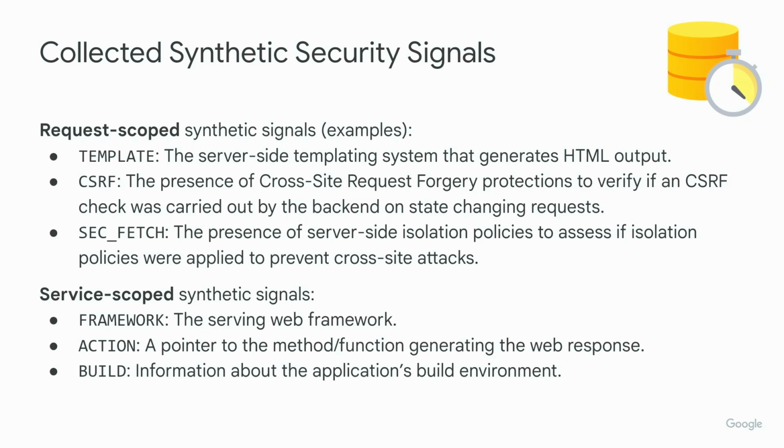What method, function in the code, source code file was executed to generate this piece of HTML? It's very useful when we are talking about remediation and identifying the location in the code where the fix should be added. Also build information.